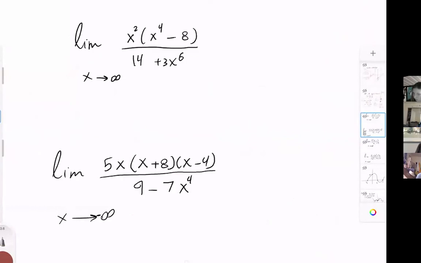Limits. But now we are dealing with a rational function. That's the multiplication, correct? So in order to answer this, we need to have a polynomial over another polynomial.